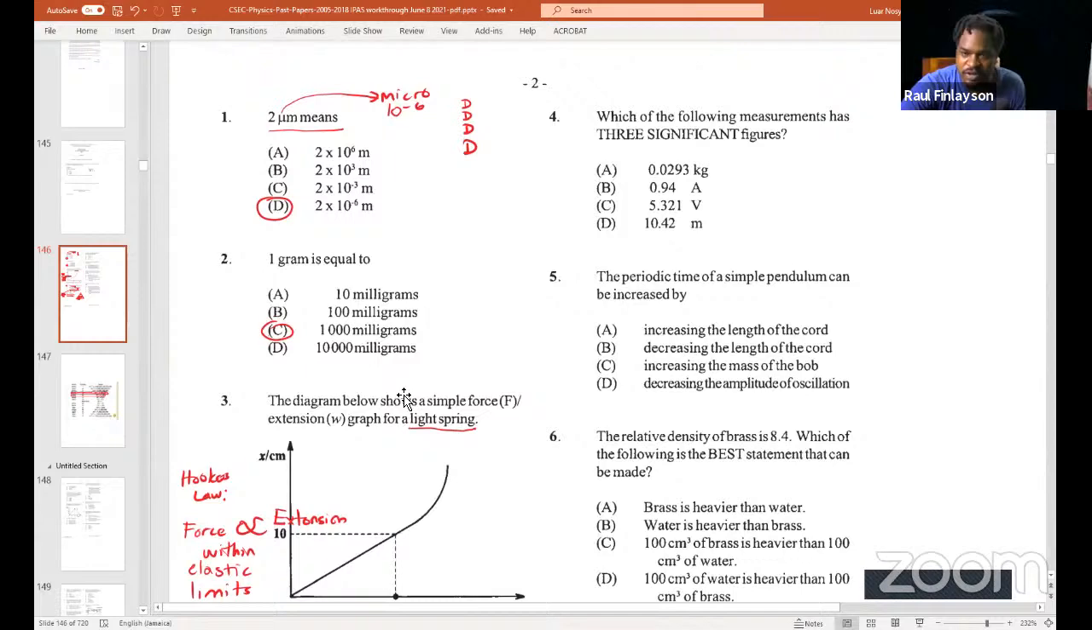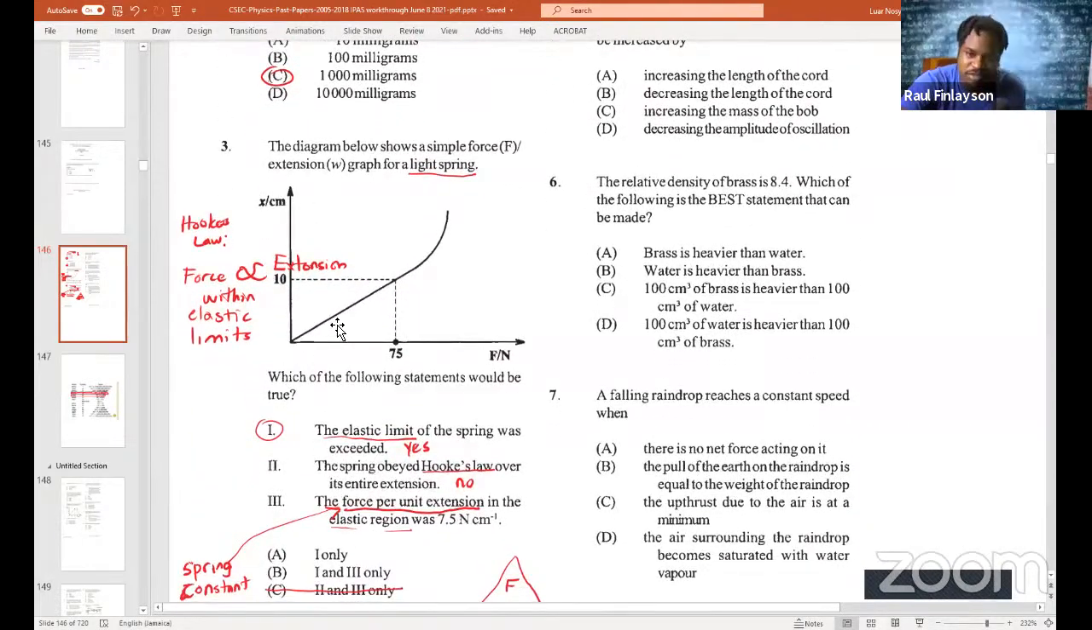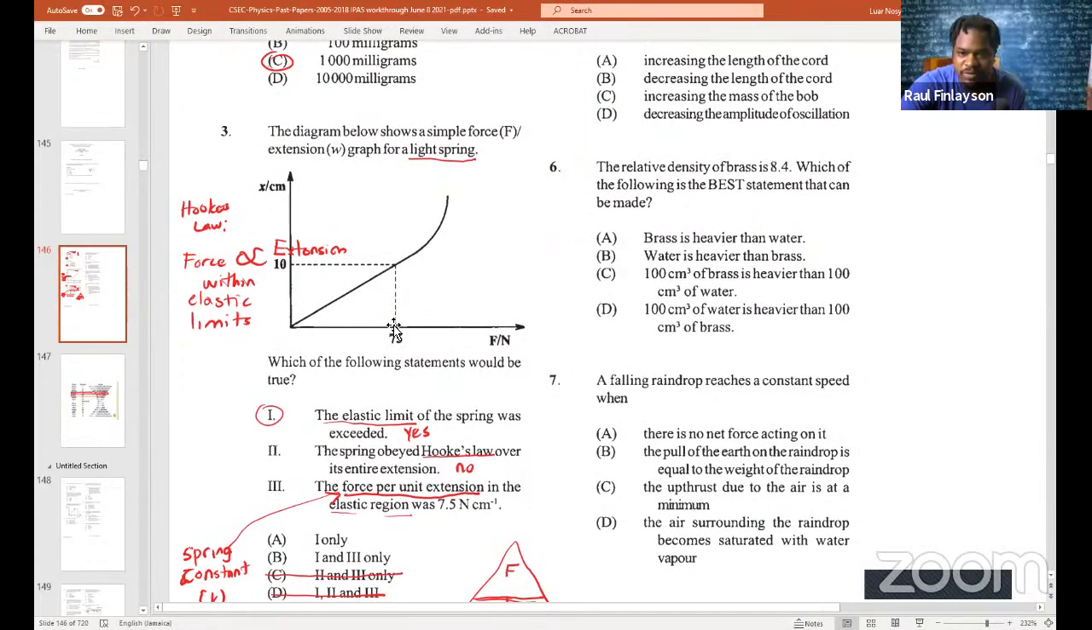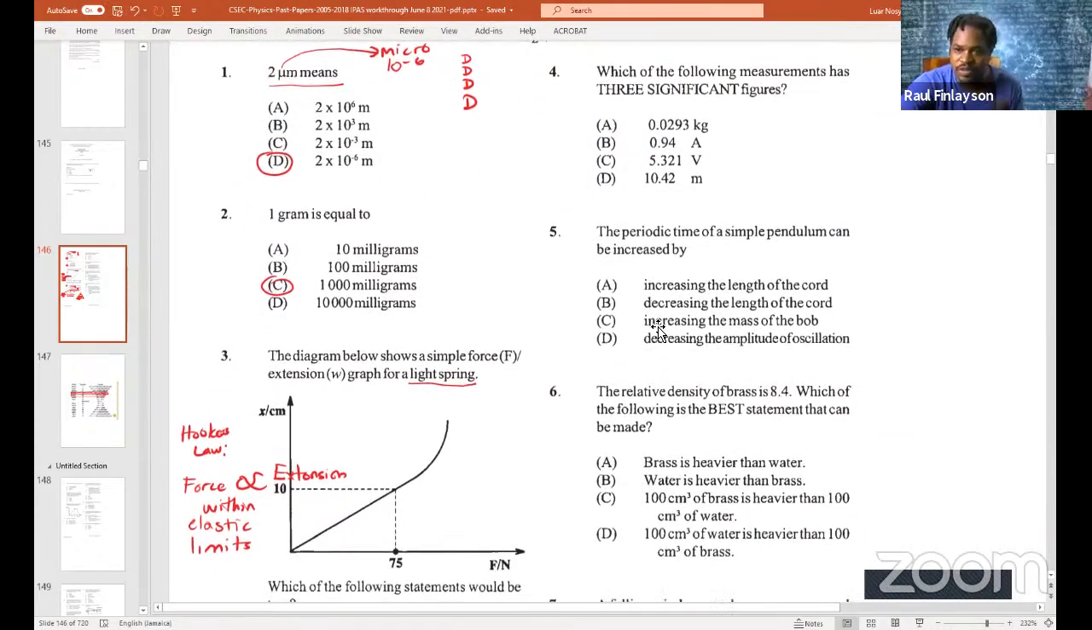Good. So let's look at this. Remember, the reason I'm spending time here is that Hooke's law is on the paper already. Can't do nothing about it, and we need to know as much about it as possible. But more on that in the next workshop, maybe. Number 4 here is more for Paper 1 type of thing. They ask you which of the following measurements has 3 significant figures. But they can figure that one out.